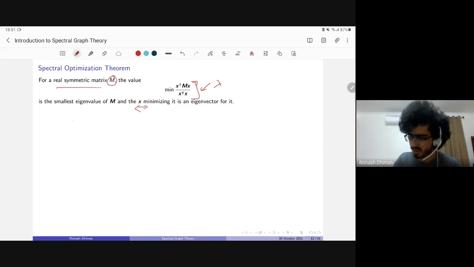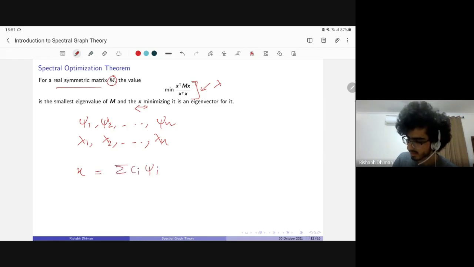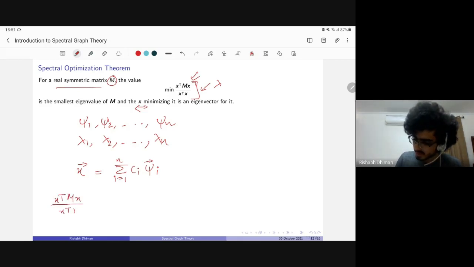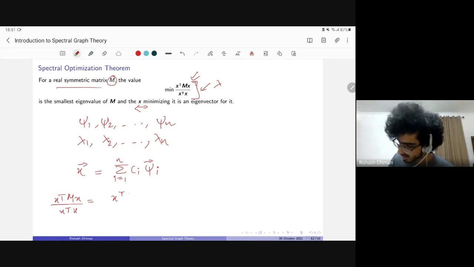For example, you had the spectral theorem, which tells you that there will be multiple eigenvectors. I'll call them psi 1 to psi n with eigenvalues lambda 1, lambda 2, up to lambda n. Now what you can do is write any vector x as a sum of these, the sum of c_i psi_i from 1 to n. This is a vector, this is a vector. And now just plug it in here. So you have x transpose M x and x transpose x. This will be x transpose M times the summation of c_i psi_i.